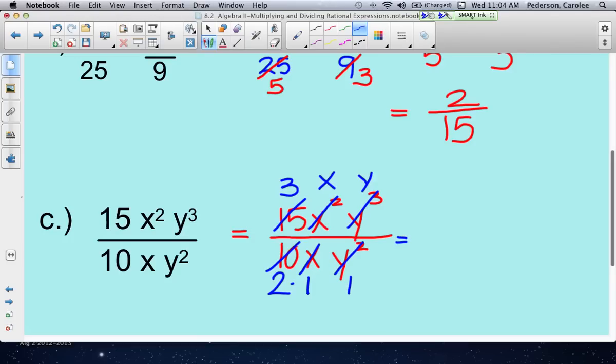I'm just going to go ahead and rewrite what we have. 3 times x times y over 2 times 1 times 1. You don't need to do that middle step I just did if you don't want to. So we have 3xy over 2.